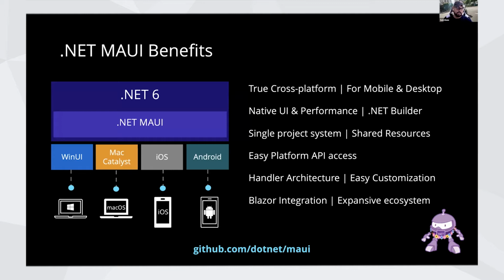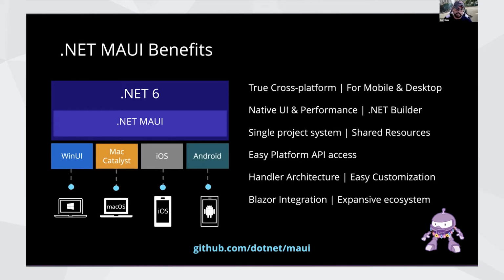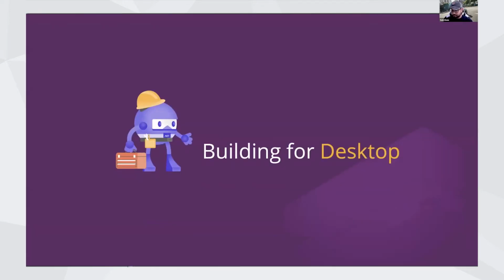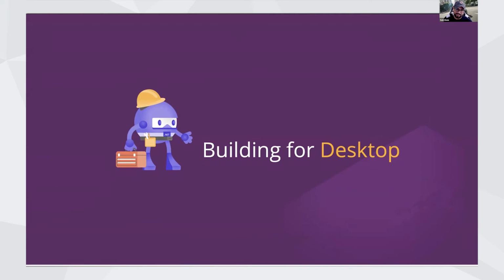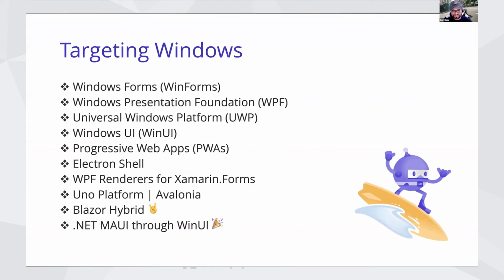The new UI rendering architecture is great. Lots of ways to customize, great ecosystem. We'll talk about Blazor a little bit more. So, lots of ways to bring in and start modernizing your code base with .NET MAUI. Desktop. How do you build for desktop? Again, based on how old you might be, you may or may not have done some of this. I have done quite a bit of this.